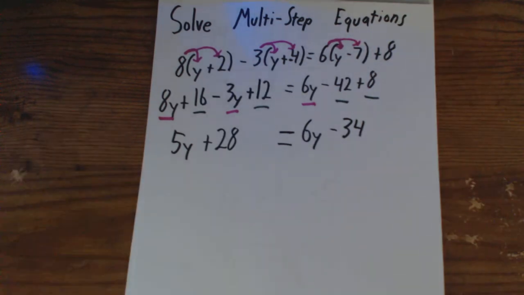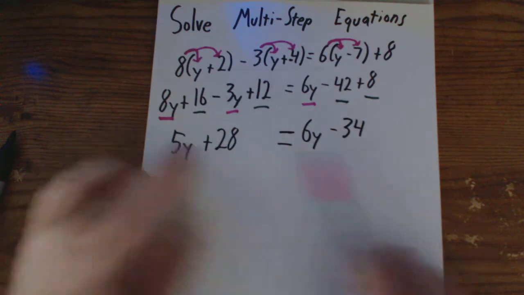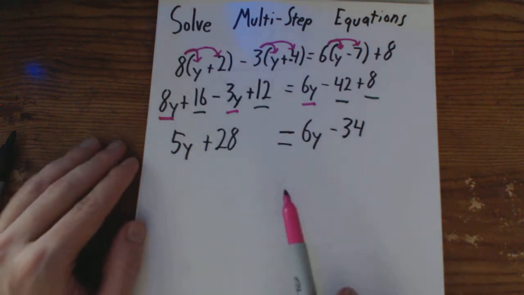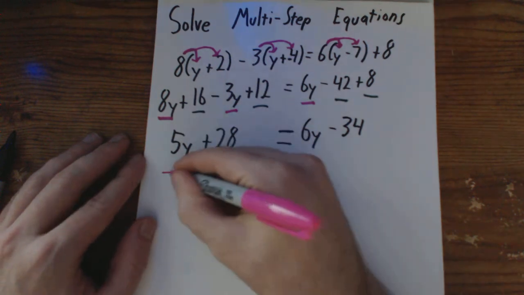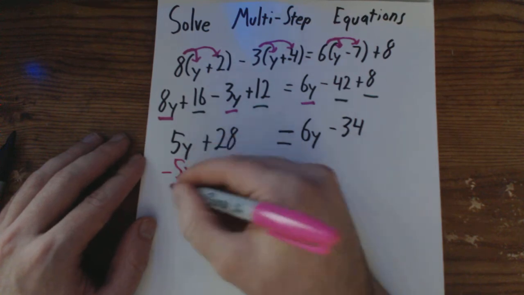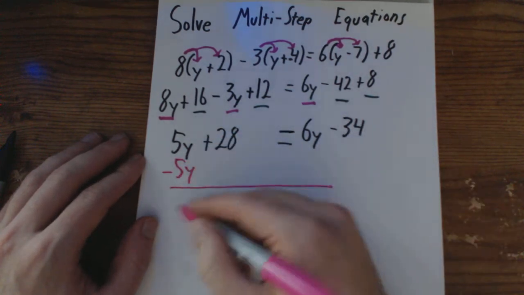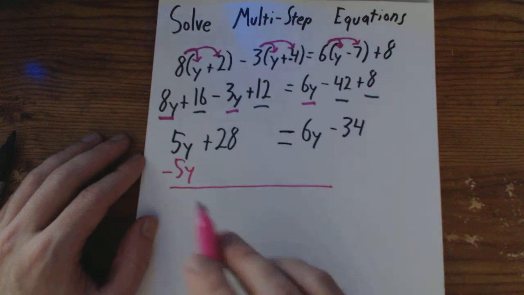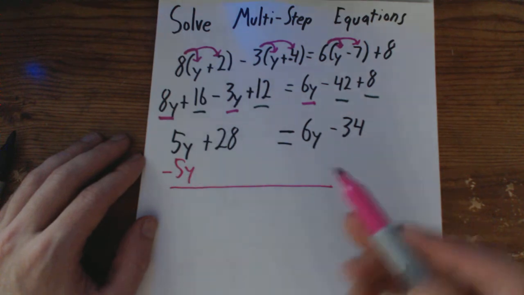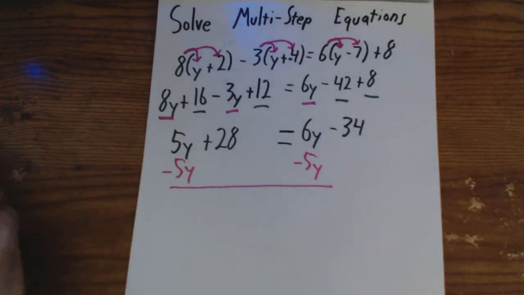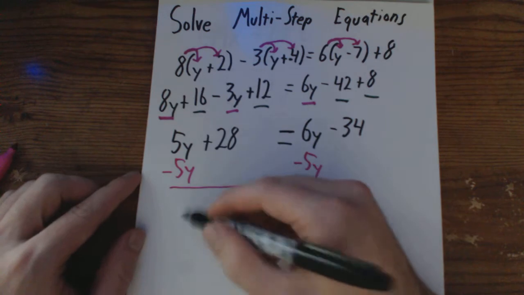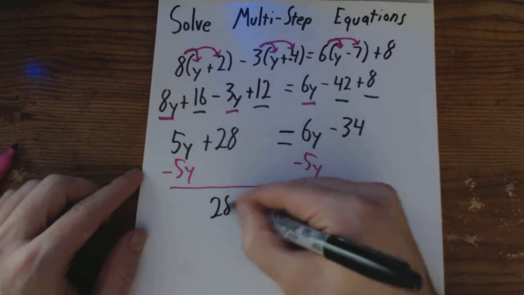Okay. My next step, I don't have any like terms I can combine on either side of the equation. So what I'm going to do is try and isolate y. I mean, that's how we solve these, right? We want to get the variable by itself. So I'm going to take 5y away from this side. 5y minus 5y, I'm not going to have any y's left over here. But if I do something to one side of the equation, I've got to do it to the other. So I subtract 5y over there. 5y minus 5y, no y's. All I have left here is 28.